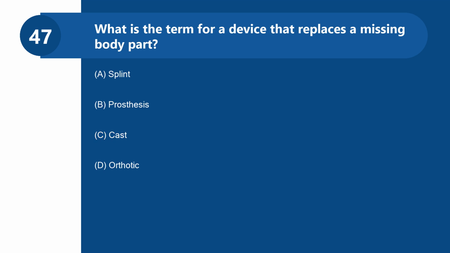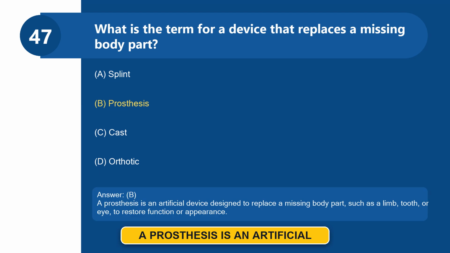Question 47. What is the term for a device that replaces a missing body part? Option A, a brace. Option B, prosthesis. Option C, cast. Option D, orthotic. The correct answer is option B, prosthesis.